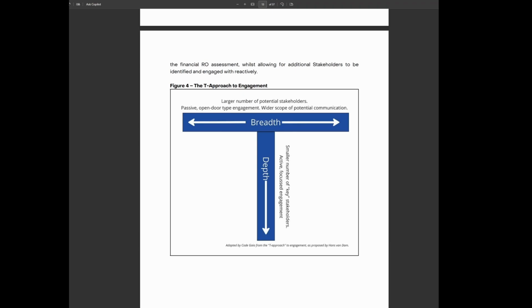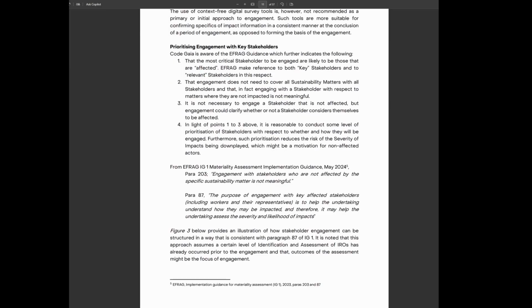And this is a diagram that I've adapted from a post by Hans van Dam on LinkedIn, actually. And I've engaged with him on this concept a little bit, and we've decided it's nice to adapt his diagram into our formal approach. One of the things we're very keen to stress is the prioritization of engagement with key stakeholders.